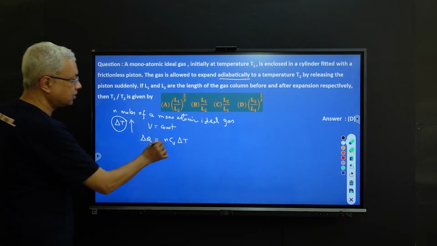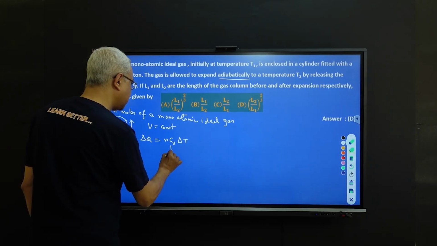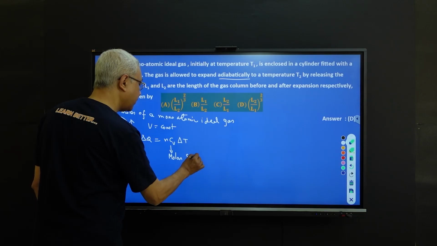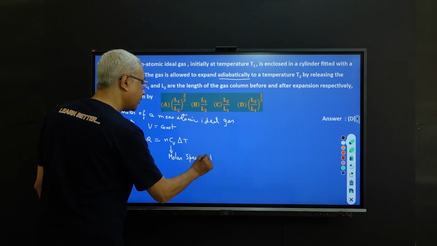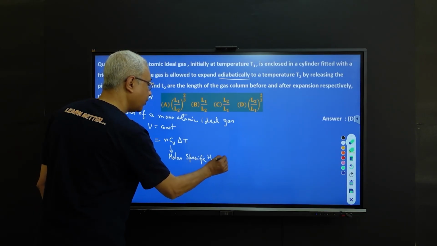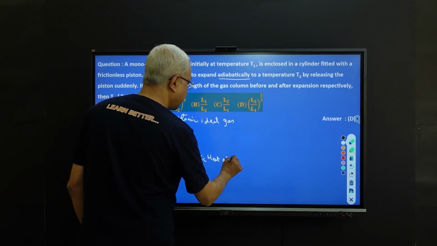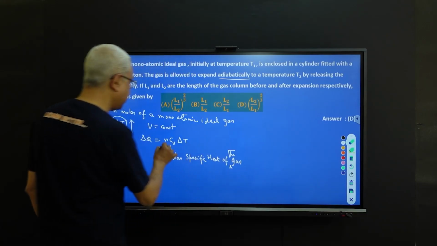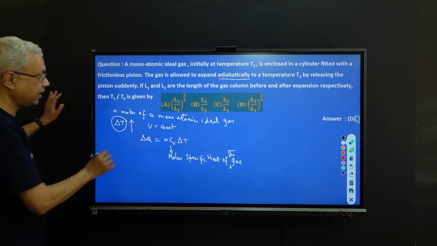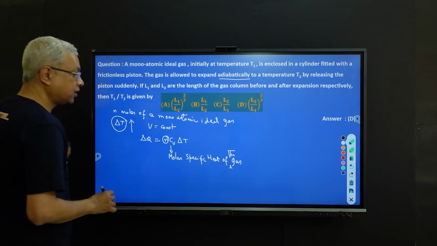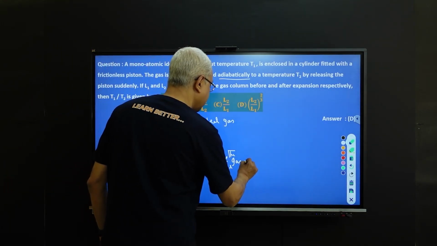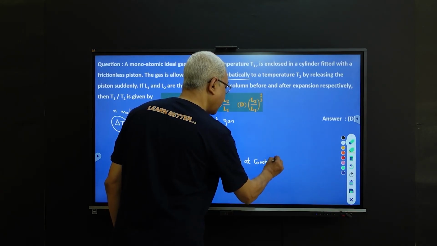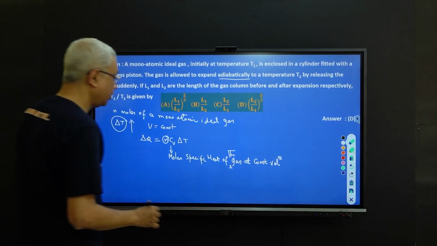Very clear, because Cv is the molar specific heat of the monoatomic ideal gas at constant volume, and delta T is the rise in temperature, n is the number of moles present. Molar specific heat of the gas at constant volume. Alright.